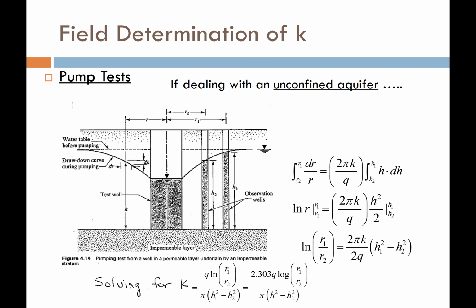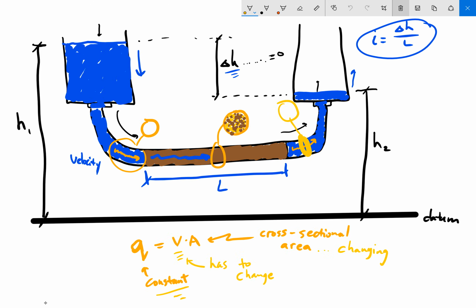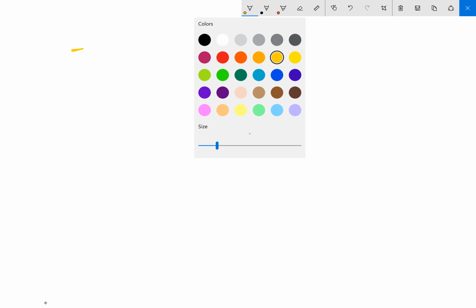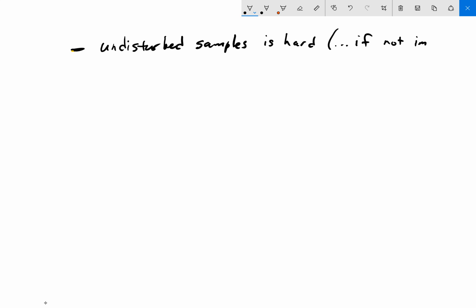Here's something to think about, though. What are some of the difficulties associated with getting soil samples to the lab to test in a permeability test? Well, for instance, getting undisturbed samples is really hard, if not impossible. Well, why would we want undisturbed samples?